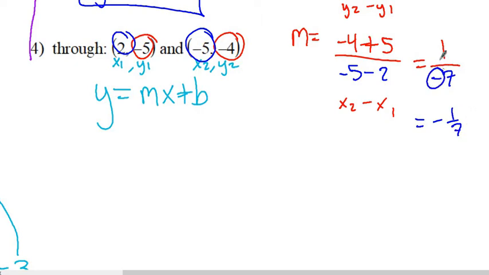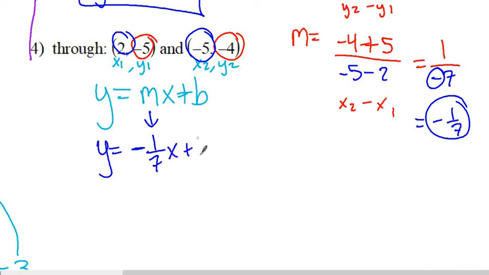And by the way, it doesn't matter if you put the negative on the bottom, on the top, or like I did out in front. But it's probably more common to put it out in front, so that's why I put it there. So negative 1/7 x plus b. And now this problem is exactly like the other one. Now we have the slope. How did we find b on the other problem? We took a point and we plugged it in.